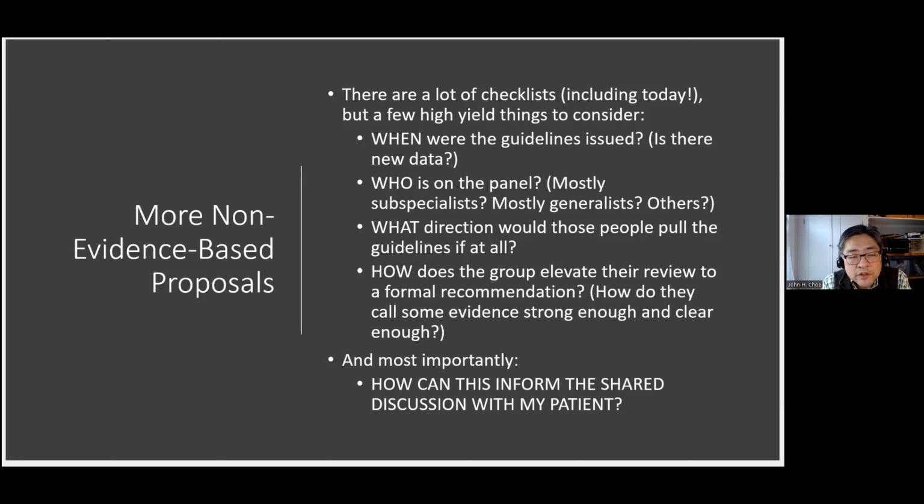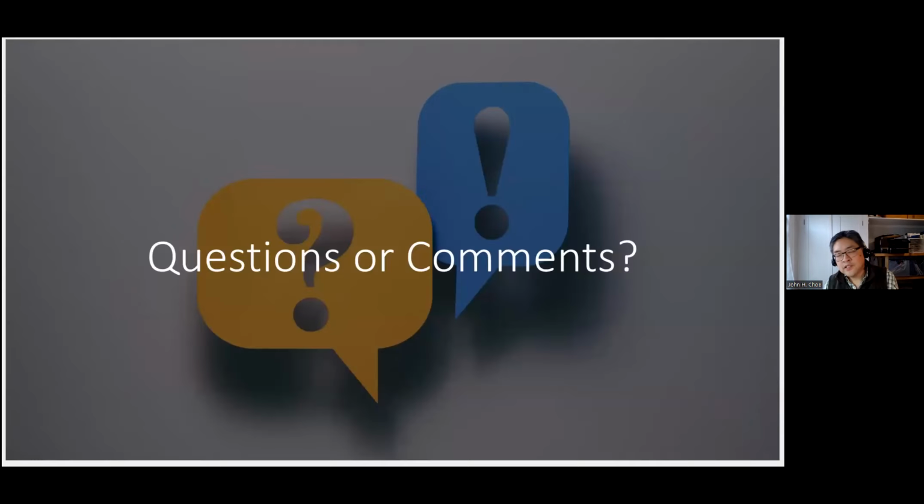Look at when the guidelines were issued. Is there new data? Are the guidelines really old and maybe no longer up to date? Who is on the panel? Are they mostly subspecialists? Are they mostly generalists? Are there others? And what direction will those people pull those guidelines if they're going to pull them in a direction? How does the group elevate their review up to a formal recommendation? What do they mean when they say that this evidence is strong enough and clear enough? And then finally, most importantly, ultimately, how can this inform the shared decision that I'm going to have with my patient?